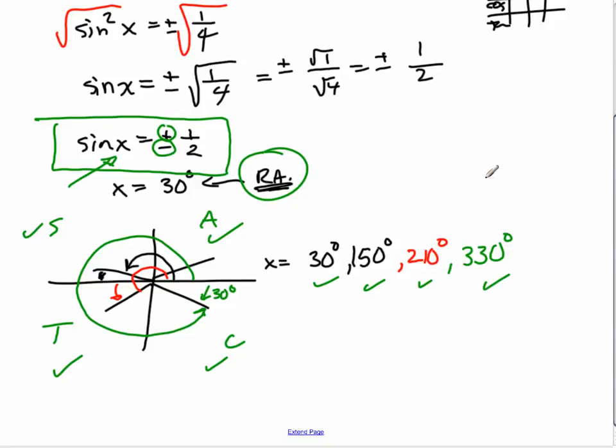Okay, hopefully that helps you out with just a basic trig equation one. Try some more.